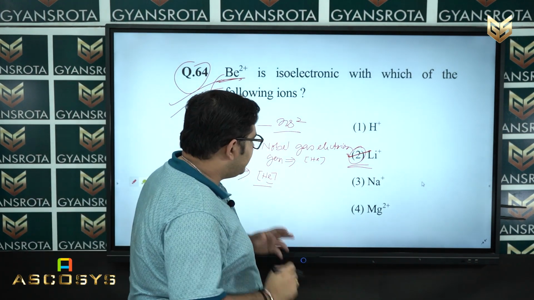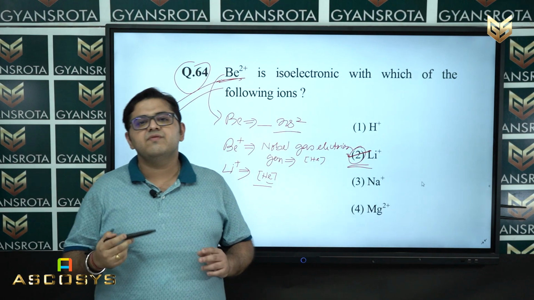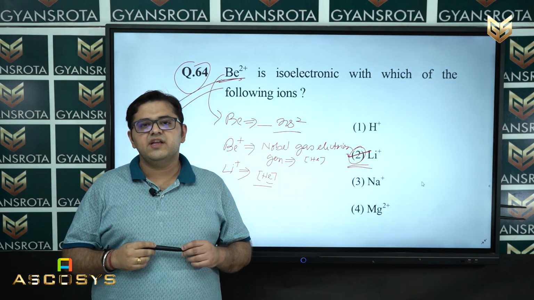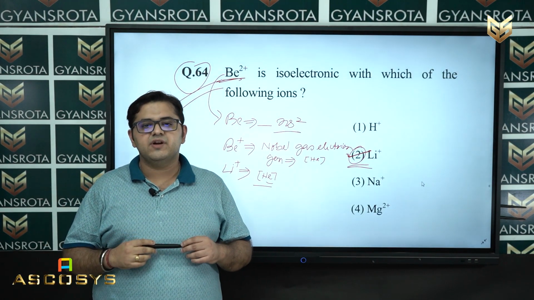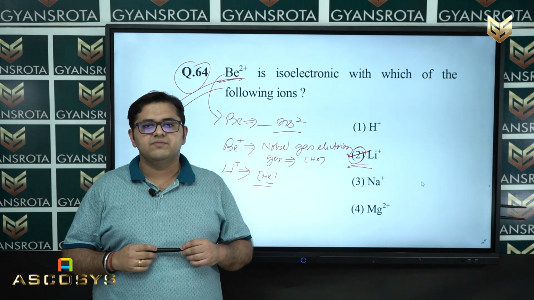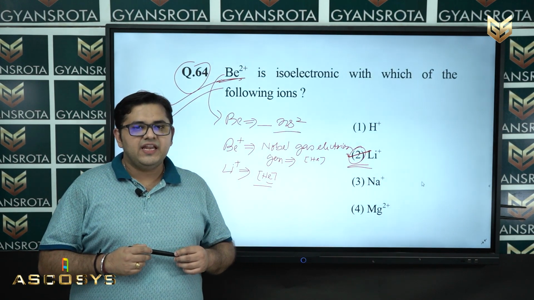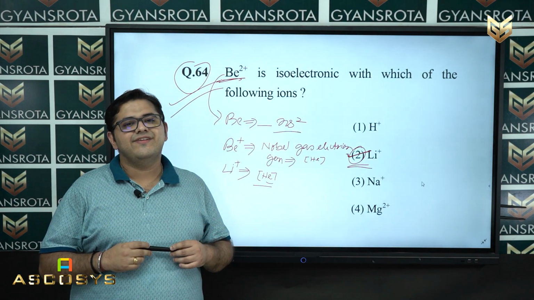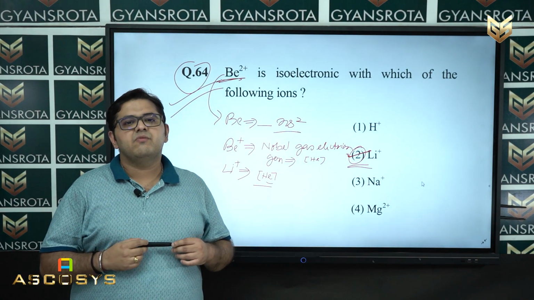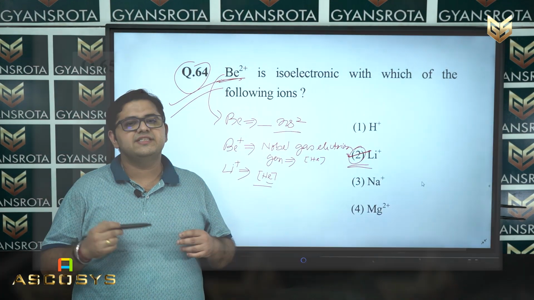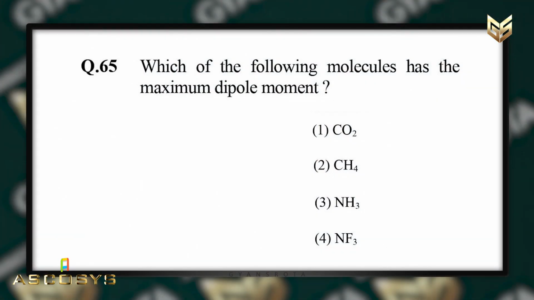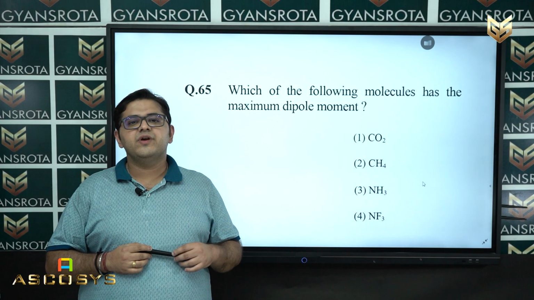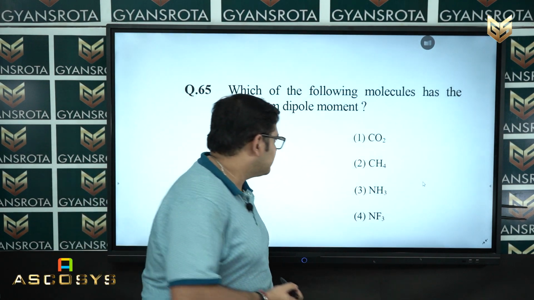This is a very easy question and it is coming from your NCERT syllabus of class 11, chapter structure of atom. It is also coming from your classification of elements of class 11 NCERT. So, now we are moving to the next question, that is question number 65. Question number 65 is on your screen. Which of the following molecules has the maximum dipole moment? Now we are moving to the solution part.